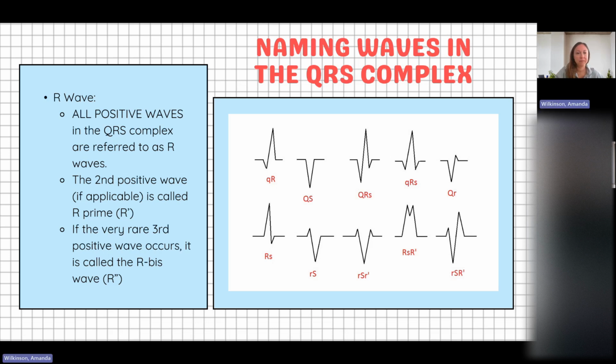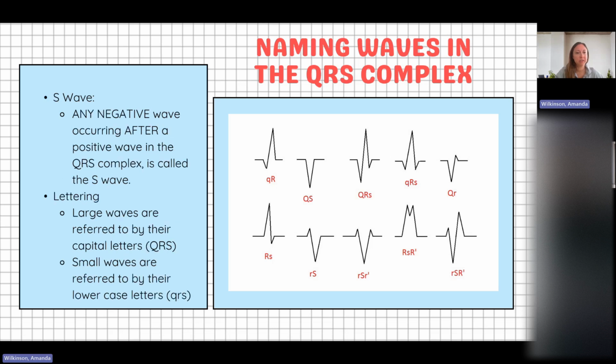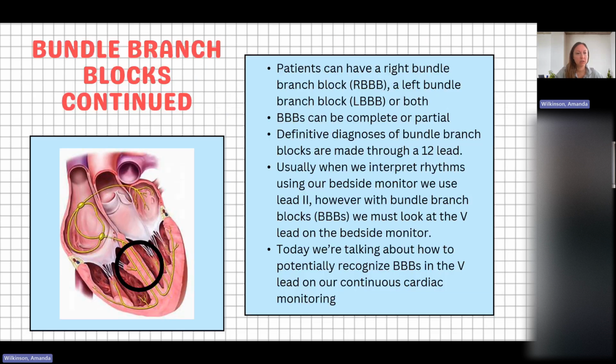Good. Then I won't go into a lot of detail because it can be a lot. I just threw it in here because on our bundle branch blocks, you're going to see some different waveforms than you usually see on our usual QRS complexes. So they follow some of those different patterns.